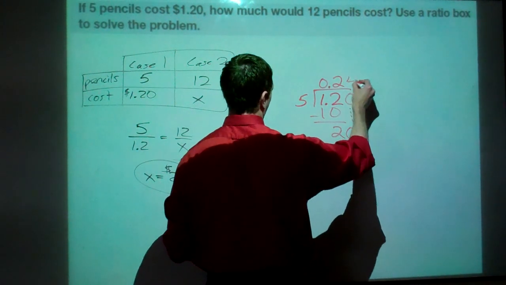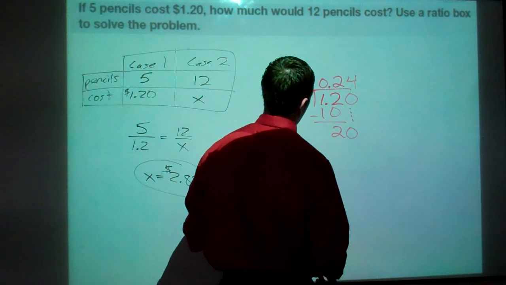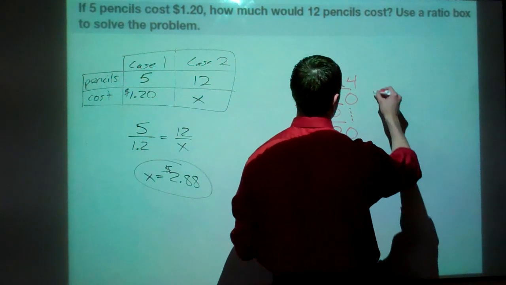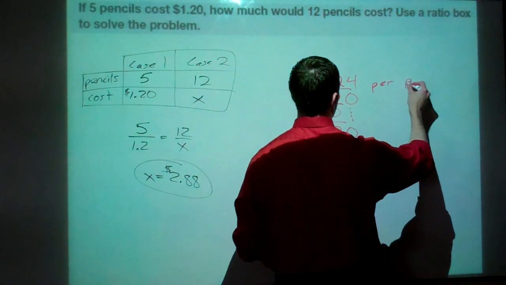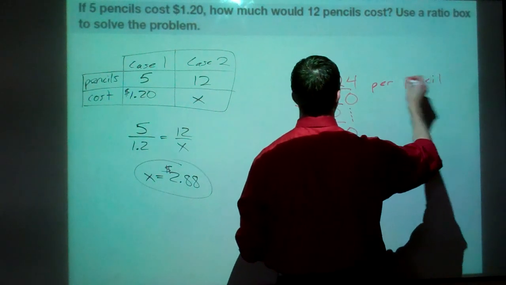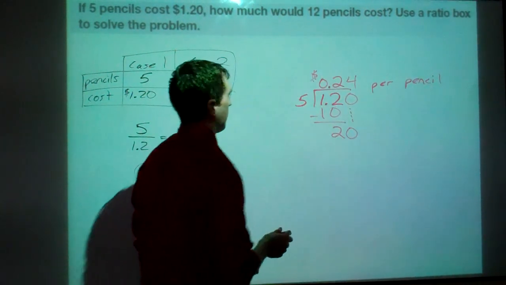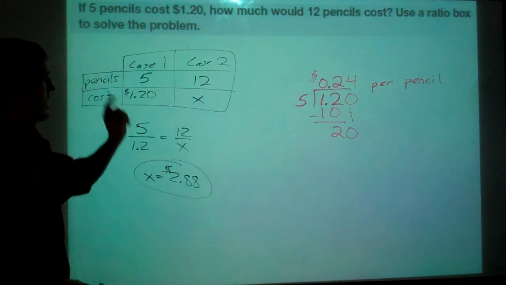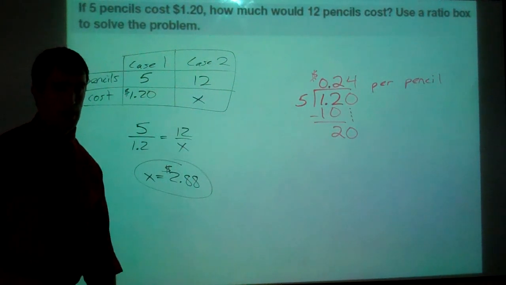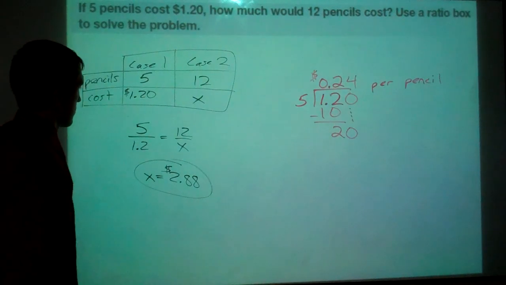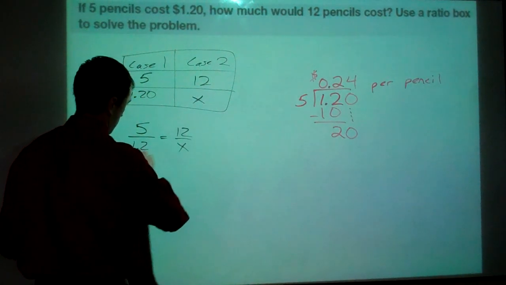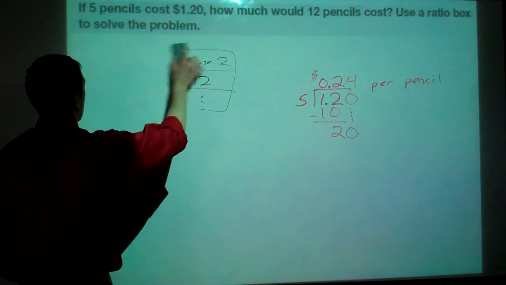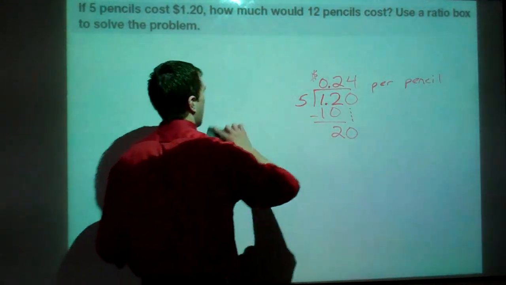Five goes into 24 times. Alright. So we've got 24 cents per pencil. And if you take 24 cents times 12, you still get $2.88. So it's kind of up to you, again, which way you want to do it. But either way would work.